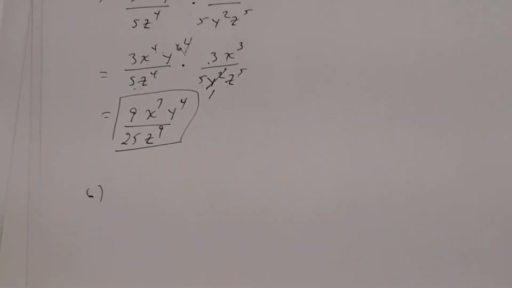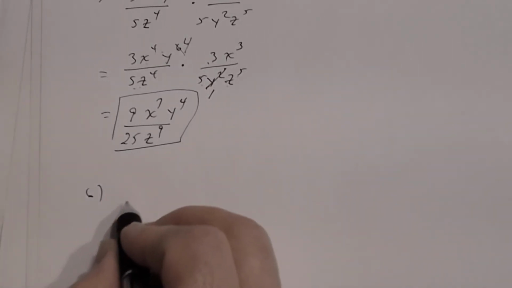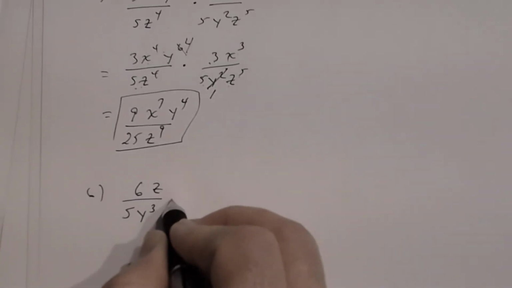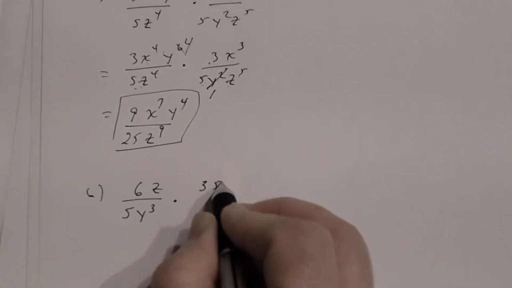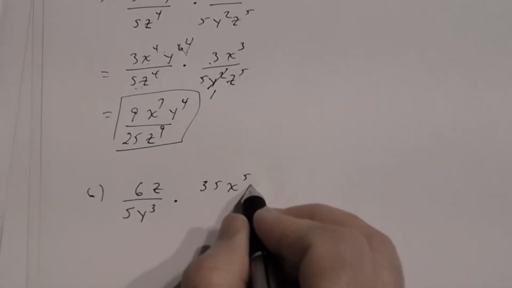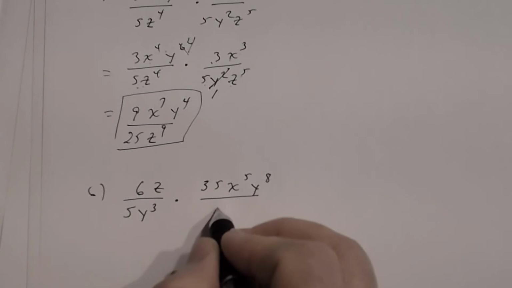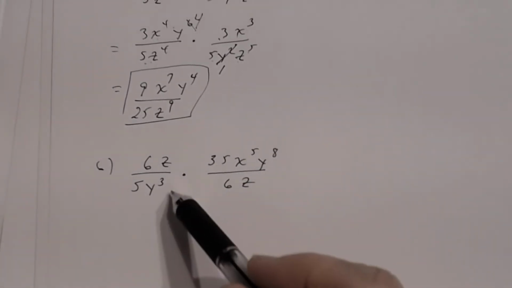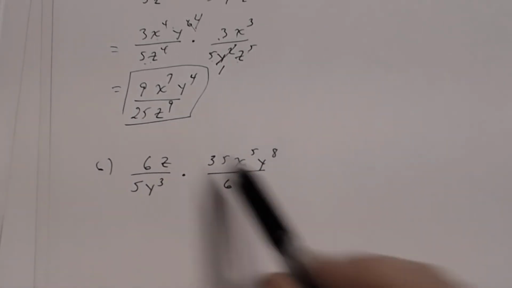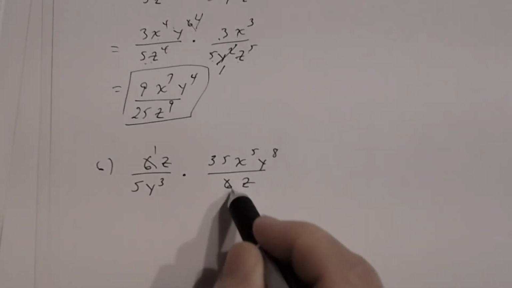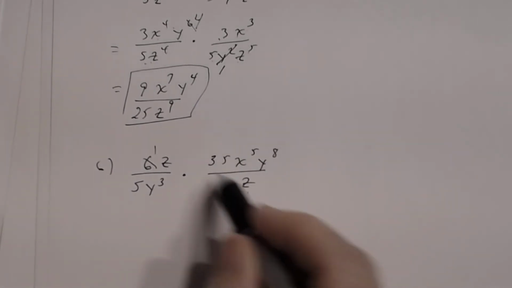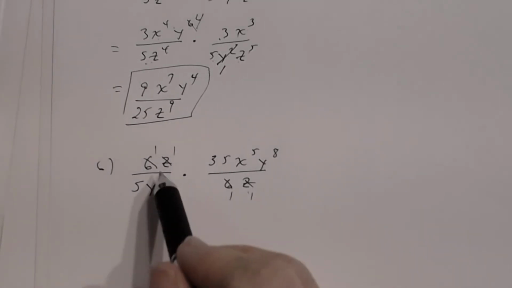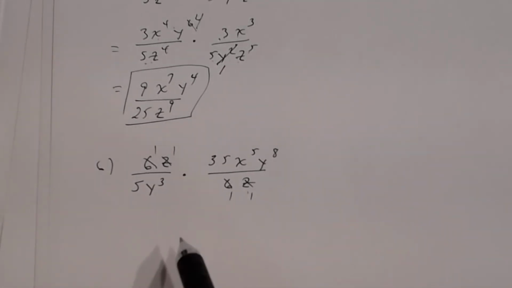Okay, number 6. Number 6, let's suppose we had 6z divided by 5y cubed times 35 x to the fifth y to the eighth divided by 6z. Okay, so here it's really not going to be that bad to simplify first. So the 6's divide out, right? And then z's divide out, don't they? All right, now remember, when you strike them out like that, you're left with factors of 1, so it's necessary that you put those 1's there.